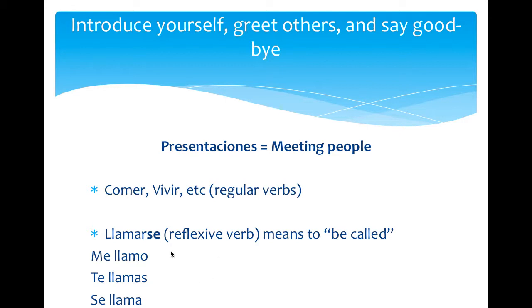But I'm not always agreeing with how it's going to be in the very beginning of the chapters, because this is a little bit complicated. But it's okay. All we're going to learn here is me llamo is how I'd say I'm called or my name is. Tú te llamas is just going to be referring to what is your name? What are you called? And then se llama. Ella se llama Maria. It's just referring to her name is Maria. She is called Maria.